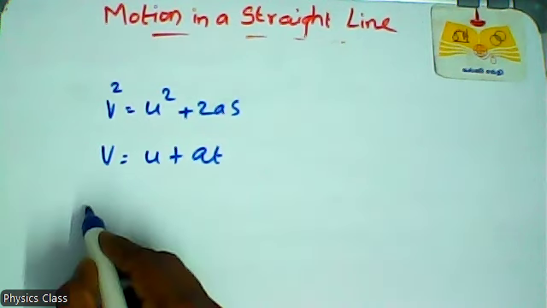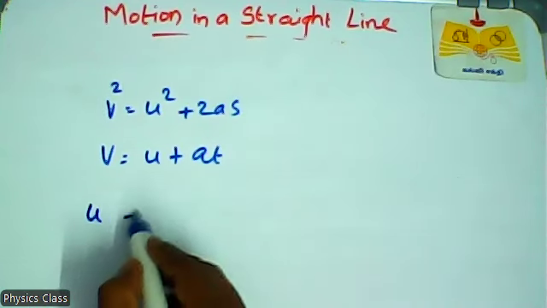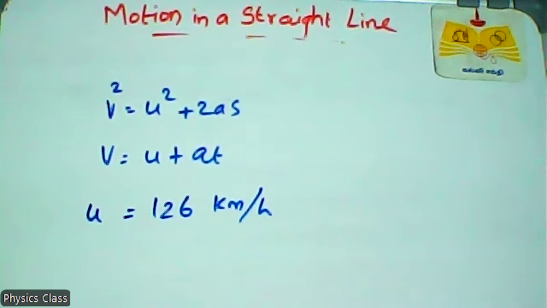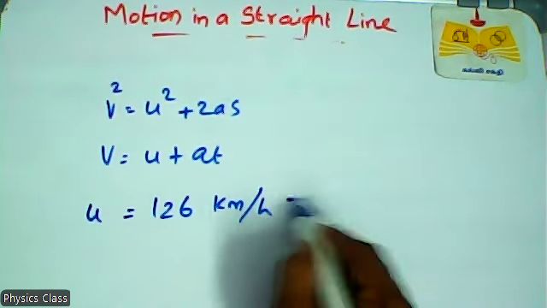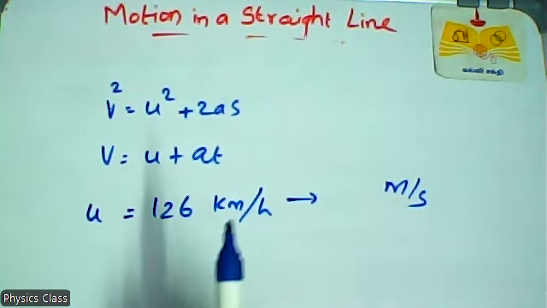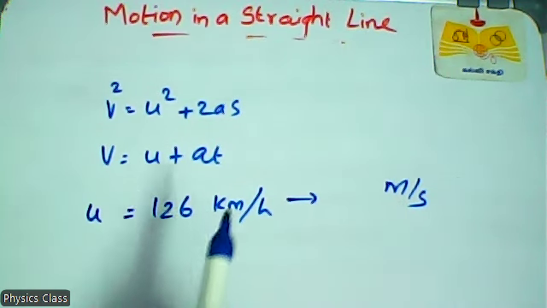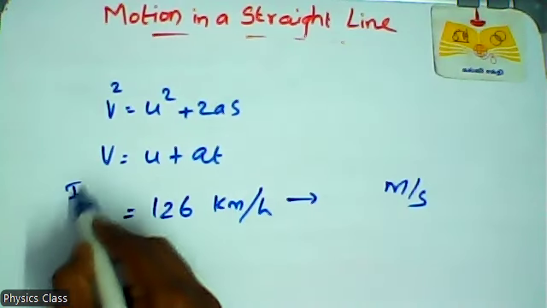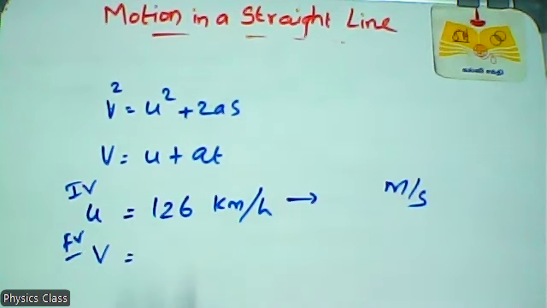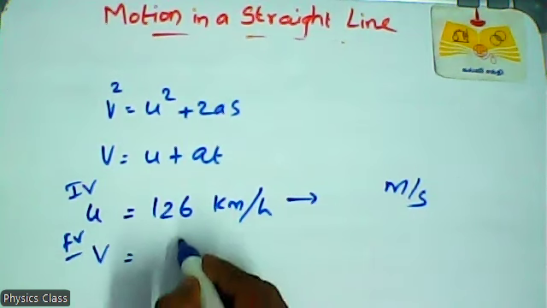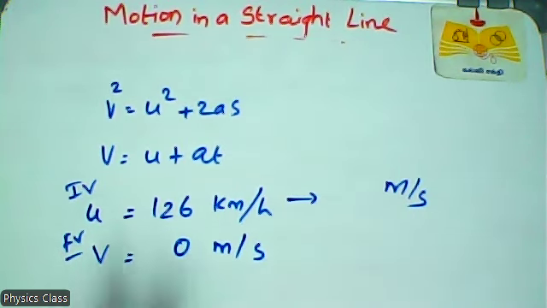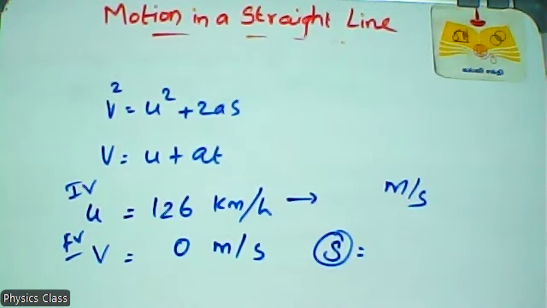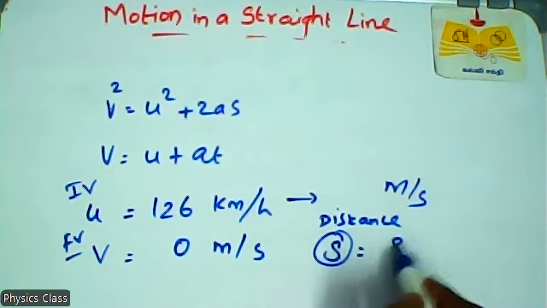So what are the data given? u, the initial speed, is 126 kilometer per hour, which needs to be converted into meter per second, the basic unit. v, the final velocity: the car comes to a stop, so the final velocity is 0 meter per second. And the distance s is 200 meter.